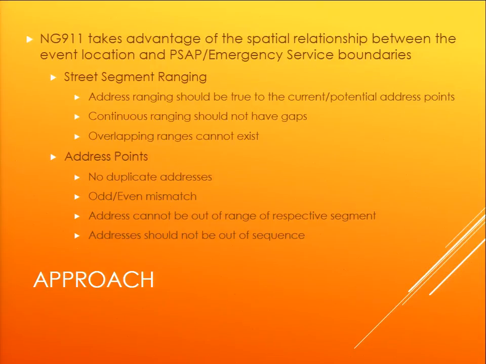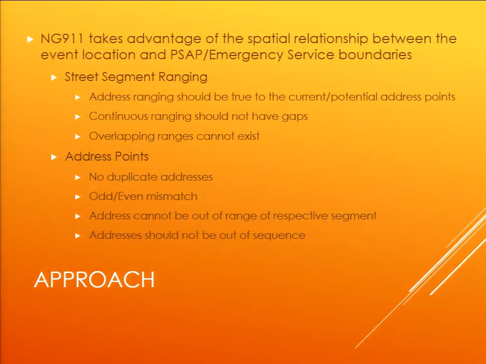Continuous ranging should not have gaps if you do continuous ranging. Overlapping ranges: an overlapping number range with the same street name inside the same community or same postal code cannot exist. Because if the location validation has to do a geocode and can't locate it by an address point and has to hit it based on the street, it could find two possible segments. You want it to find one segment, the right segment, not two. That's the thing with overlapping ranges.